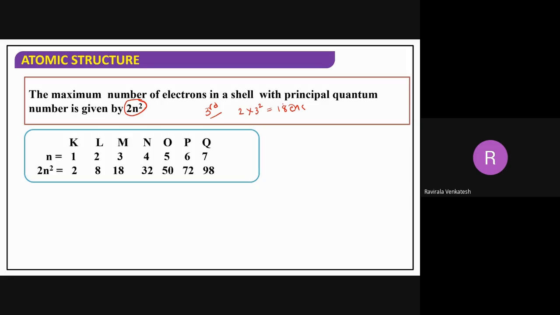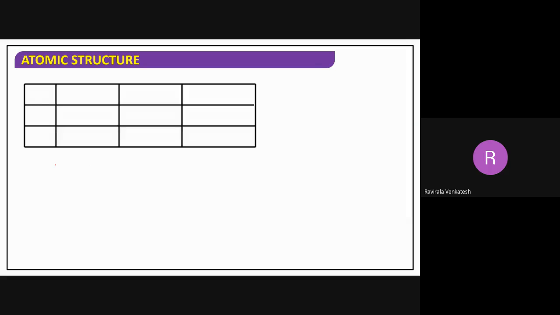So this is what we actually see in the K shell, L shell, M shell, N shell, O, P, Q shell. How many electrons can we have? See this many. By using which formula are we writing this? The 2n² formula, right?